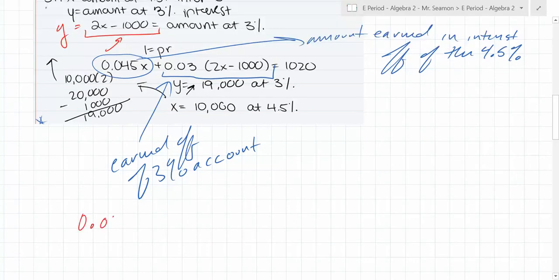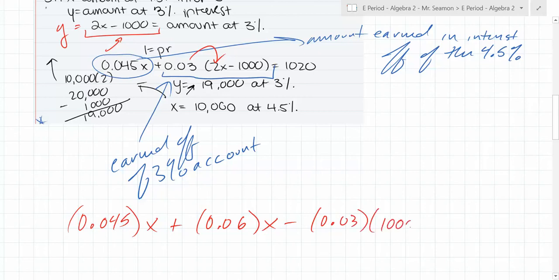You have 0.045x plus, let's distribute this. What's 2 times 0.03? 0.06x minus, what's 0.03 times 1,000? Anybody know? Oh, come on, you can do that in your head. 30. Good job. Yeah. So we can do this out. We end up with, we can add, what happens when we add this and this? What do you get?